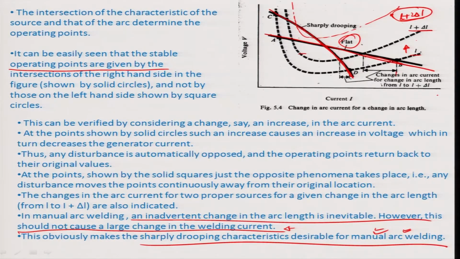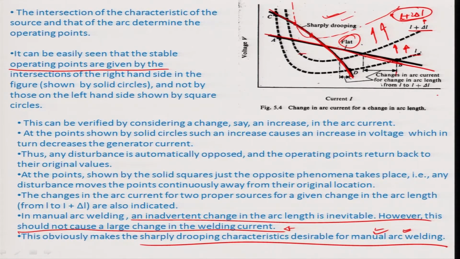So, for a straight line power source, you can see that it cannot really accommodate any more increase in the length from L plus delta L to, let us say, L plus 2 delta L, but the sharply drooping characteristics would still be able to draw some operating point if you keep on increasing this VI relationship of the arc. So, what is important then?